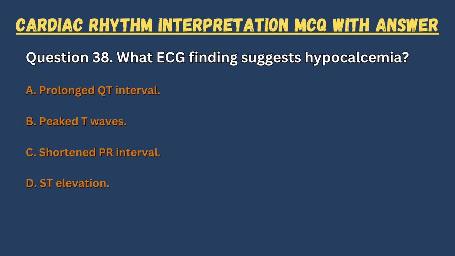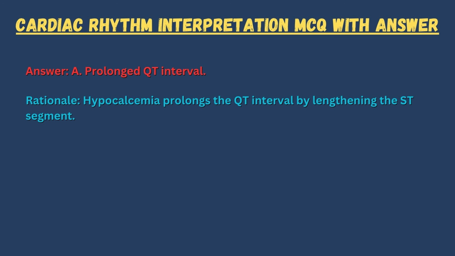Question 38. What ECG finding suggests hypocalcemia? A. Prolonged QT interval. B. Peaked T waves. C. Shortened PR interval. D. ST elevation. Answer: A. Prolonged QT interval. Rationale: hypocalcemia prolongs the QT interval by lengthening the ST segment.